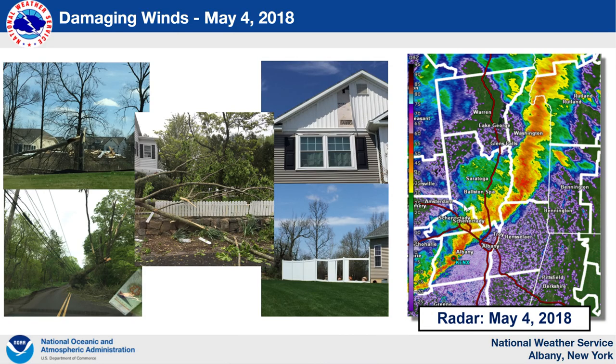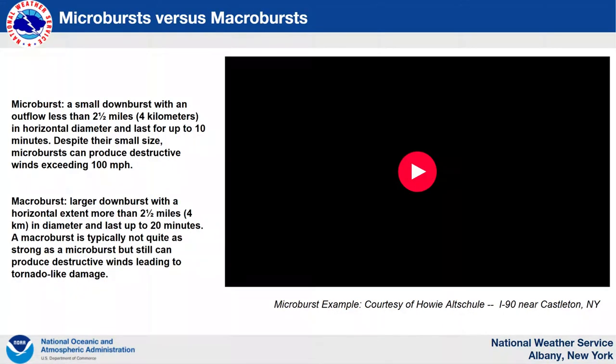Here's a case from May 4th, 2018. We had a line of strong to severe thunderstorms with lots of wind damage produced across the forecast area. There are two types of winds in terms of scale, microbursts and macrobursts. First, a microburst is a small downburst of wind with an outflow less than 2.5 miles in horizontal diameter and lasts up to 10 minutes.